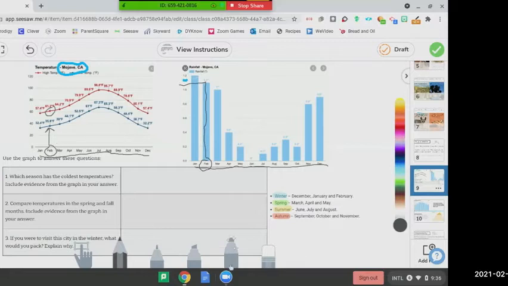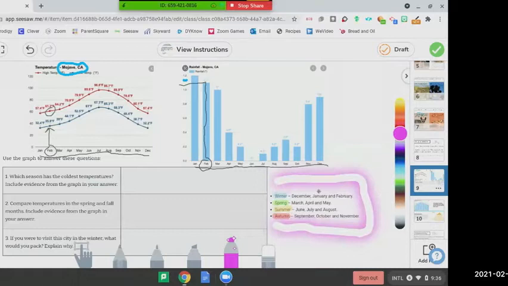Let's take a look at this section over here that shows what the months are in terms of seasons. So if you look over here, you'll see a key. From December through February, that's winter time. From March to May, that's the spring. From June to August is the summer. And from September to November is the autumn or the fall. Okay, so this is going to be helpful to us as we answer these questions here.